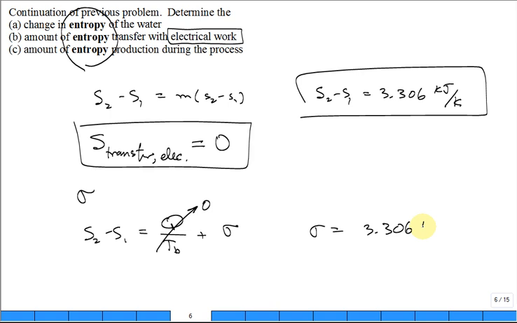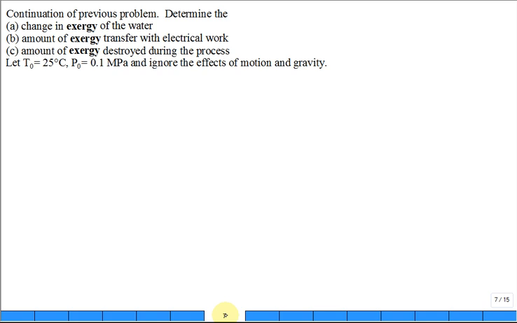Okay, so guess what sigma is? 3.306 kilojoules per Kelvin. Once you do an energy balance and an analysis of energy, then the entropy balance and analysis of entropy, guess what you do next? Exergy, something new. This is all prerequisite material. Finally, we get to something new for this class, which is exergy.